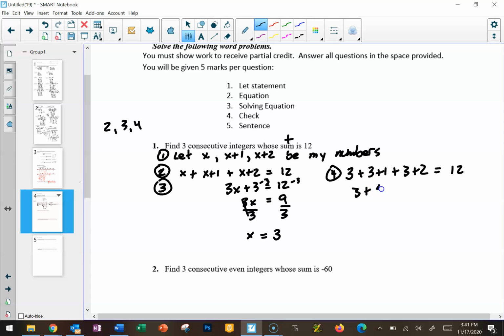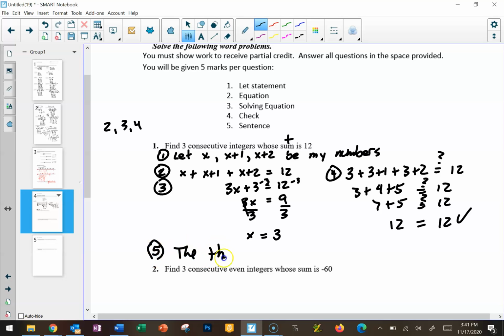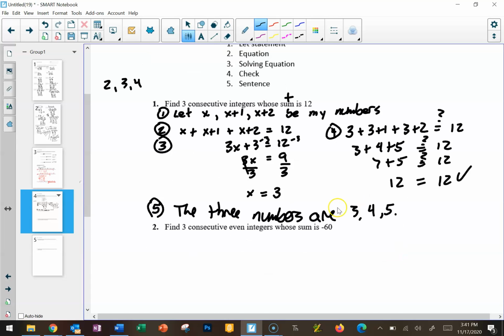So this is 3 plus 4 plus 5, and then does that equal 12? Hopefully it does. 3 plus 4 is 7, plus 5. I'm probably taking more steps than I need to here. Obviously 12 equals 12, so that checks. And then don't forget the final part: the 3 numbers are 3, 4, 5. Your sentence.